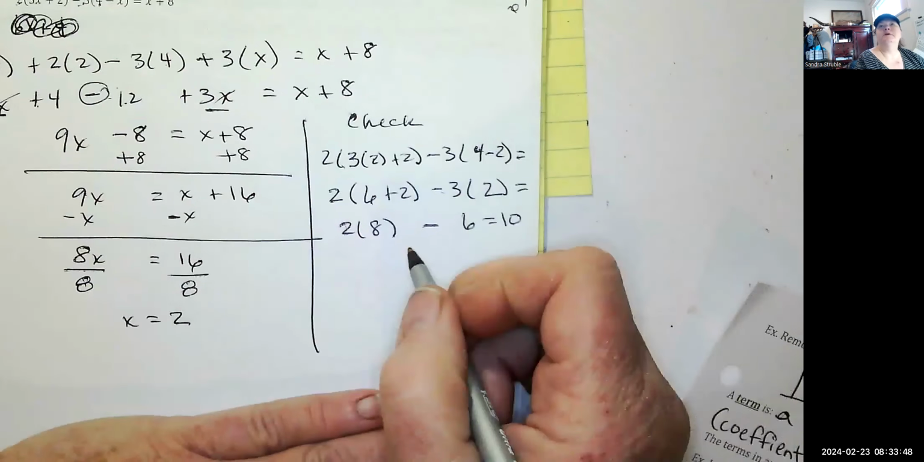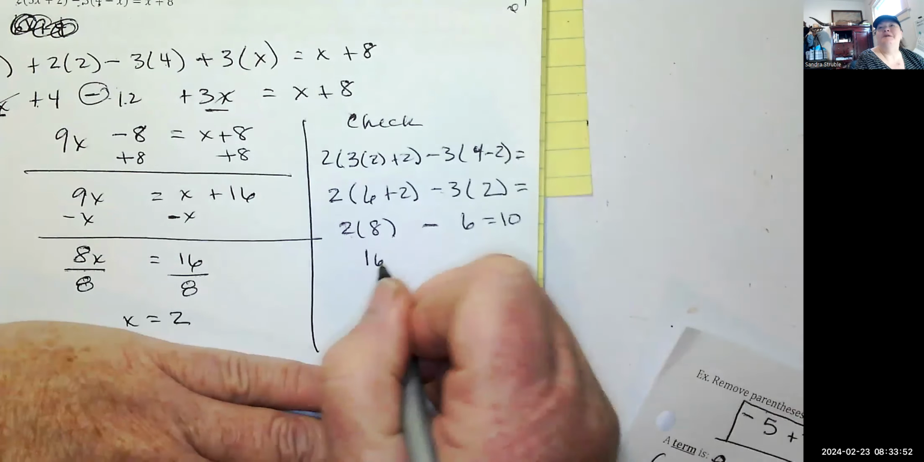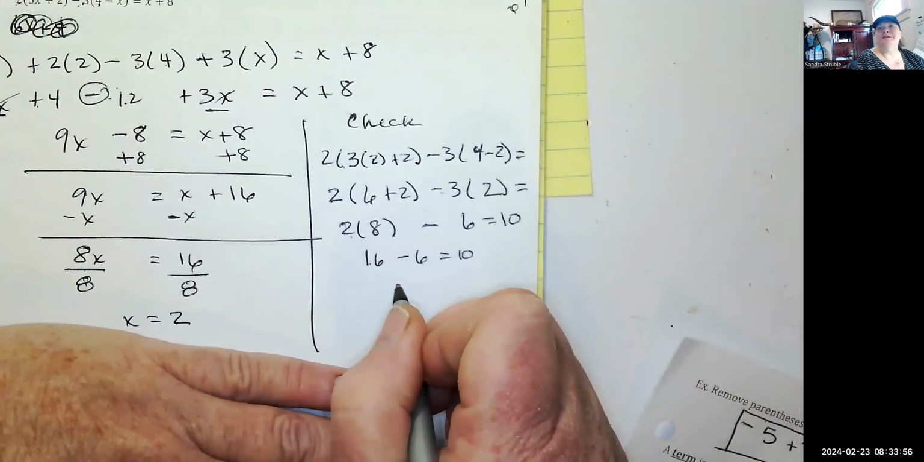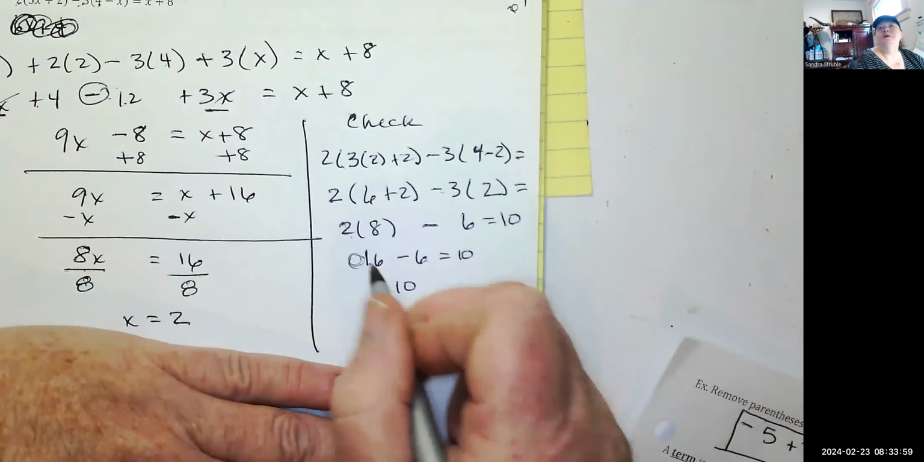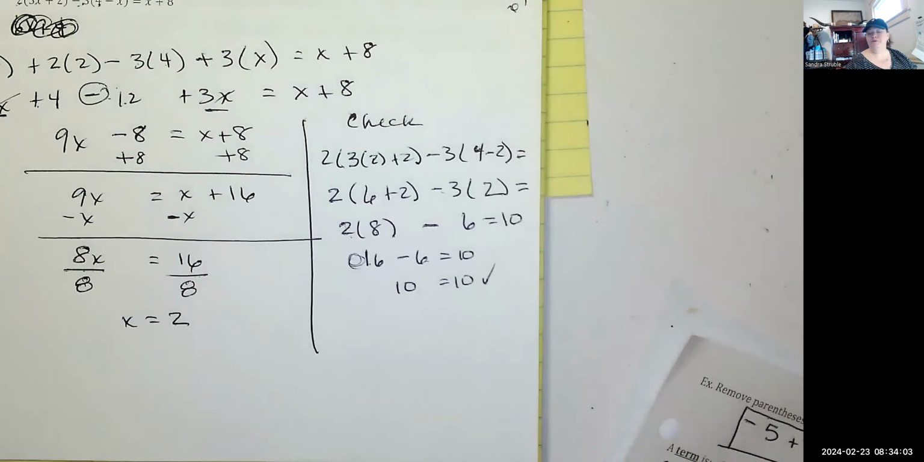All right, we're checking this. So 2 times 8 is 16 minus 6 is equal to 10. 16 minus 6, the signs are different. We subtract, take the sign of the larger number, equal 10. It checks out. Fabulous. That was the end of lesson 14.